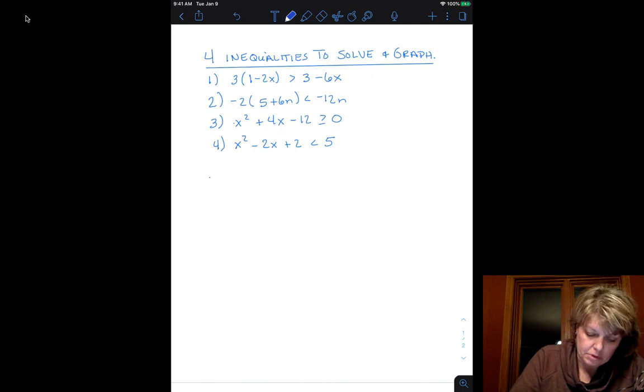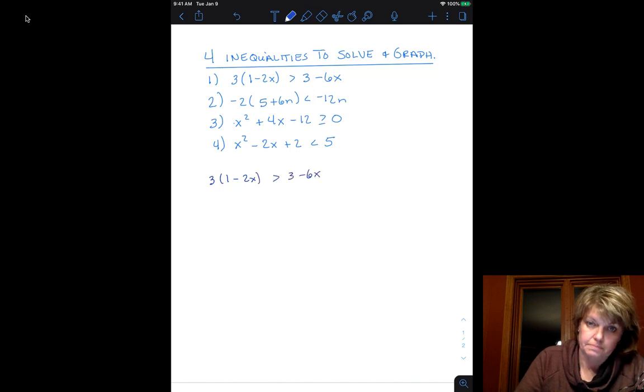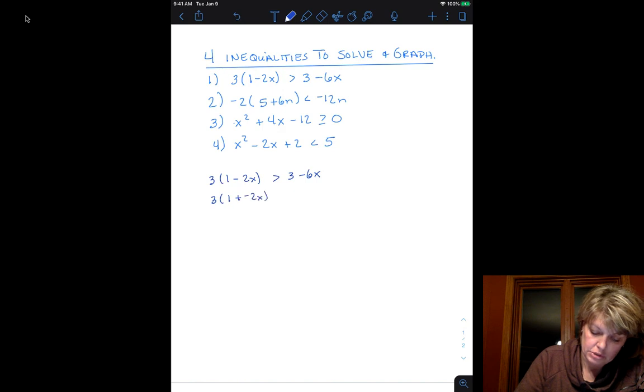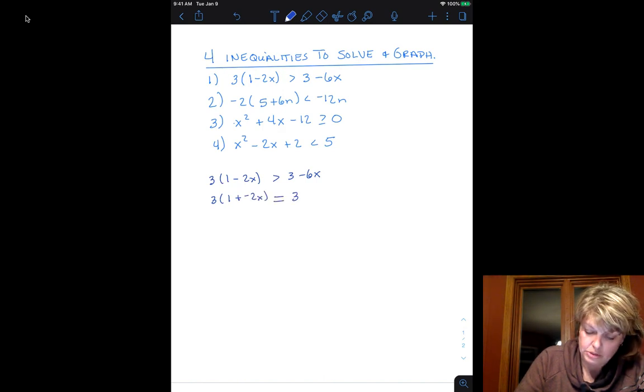So, first problem, 3 times 1 minus 2x is greater than 3 minus 6x. First thing we do is write the associated equation, and I'm going to change subtraction to addition at the same time. Now this is an equation, the associated equation, looking for the boundary point. So we solve this equation, remembering the distributive property. 3 plus a negative 6x equals 3 plus a negative 6x.